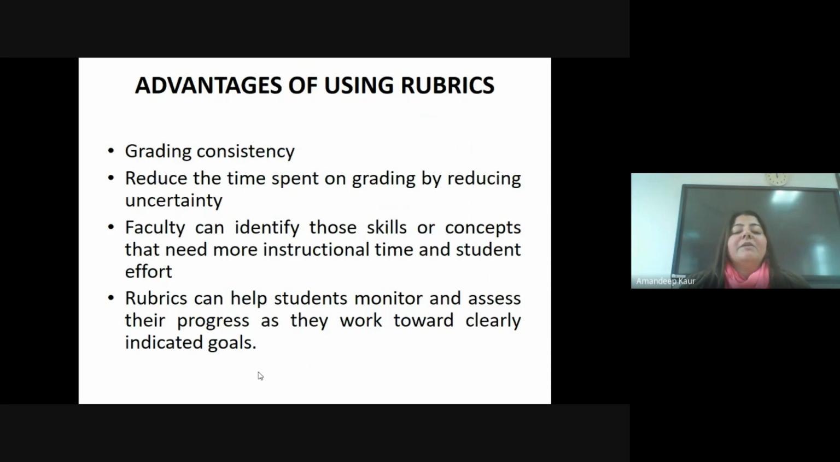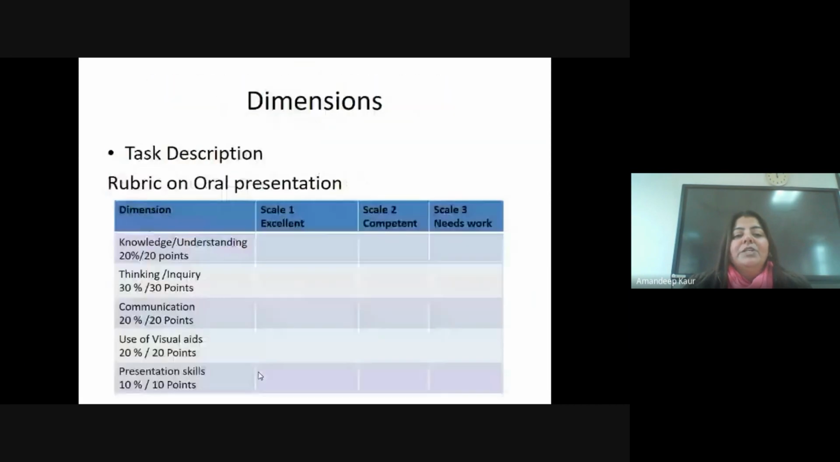Rubrics can help students monitor and assess their own performance as they work towards clearly indicated goals. So when it comes to the design of the rubric, it is a written kind of tool available with the department. So I want to show you one rubric sheet.